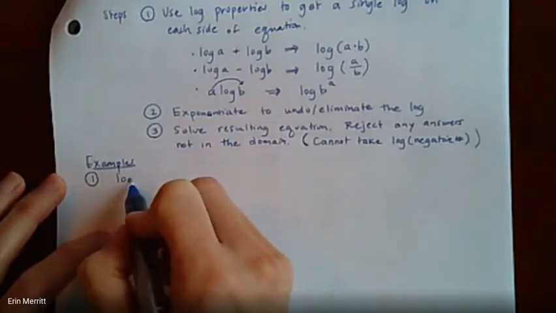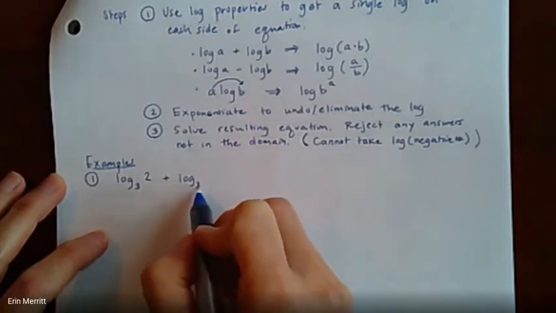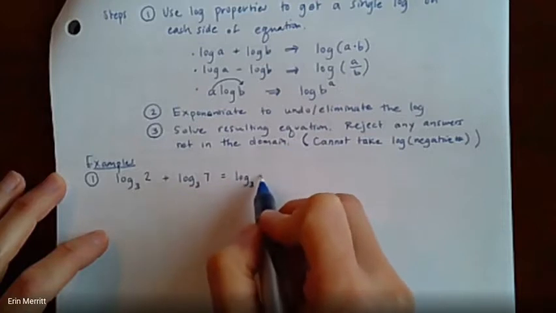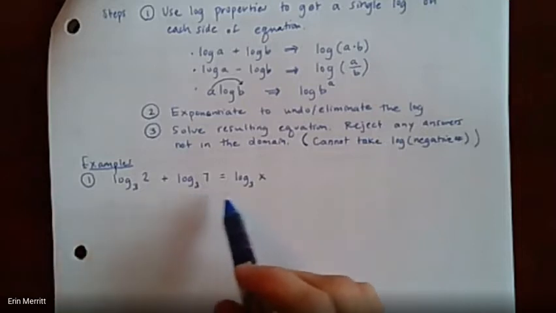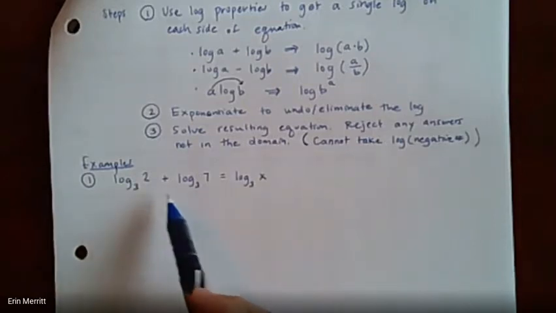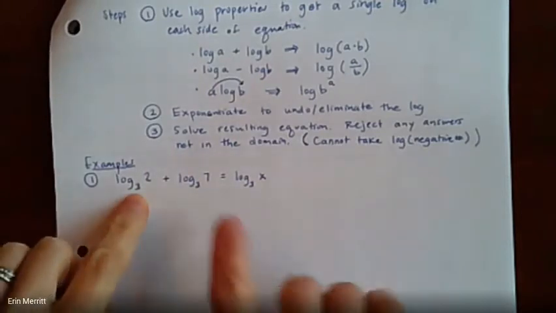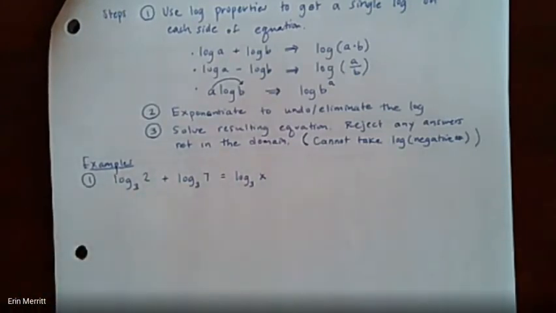So first example, we'll start nice and simple, work our way up. Log base 3 of 2 plus log base 3 of 7 equals log base 3 of x. It's not super important what the base is, but it is important that they all have the same base. The fact that they're all log base 3 means that I can combine them. If this was log base 3 here and log base 2 here, I wouldn't be able to combine them. Different bases, they're not the same thing. Can't just magically smush them together.